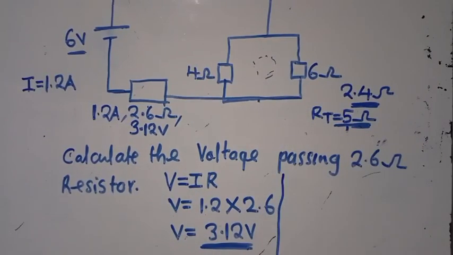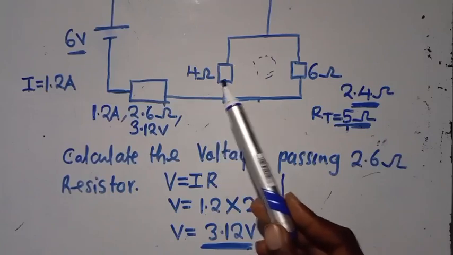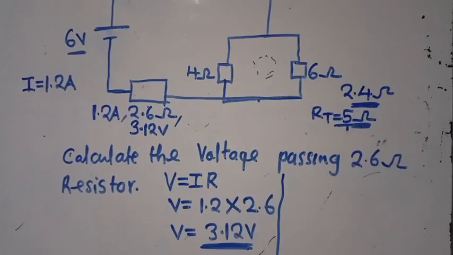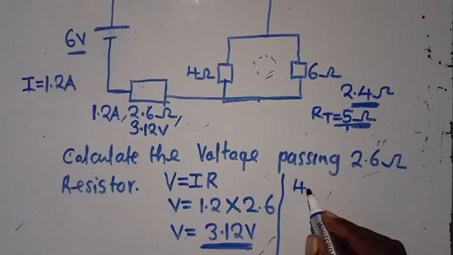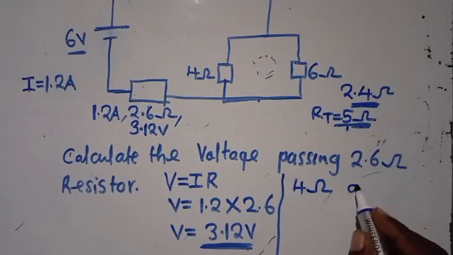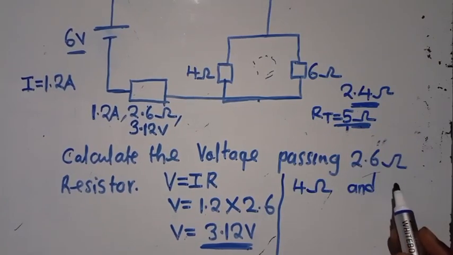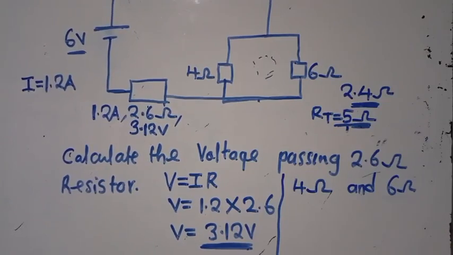So how about the voltage that is passing through the 4 ohm resistor and the 6 ohm resistor? Who can tell me the voltage that is passing through them now? This is what I'm doing now. We want to find the voltage that is passing through the 4 ohm resistor and the 6 ohm resistor.